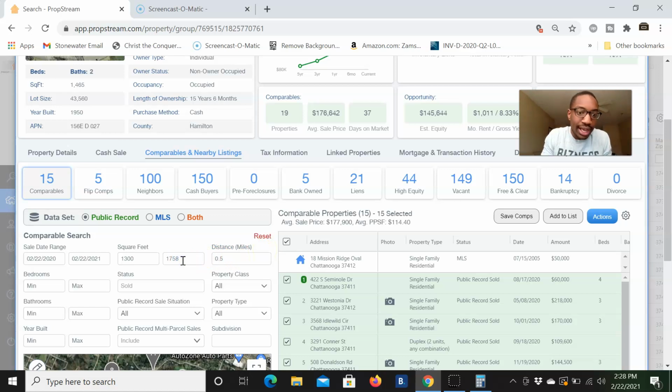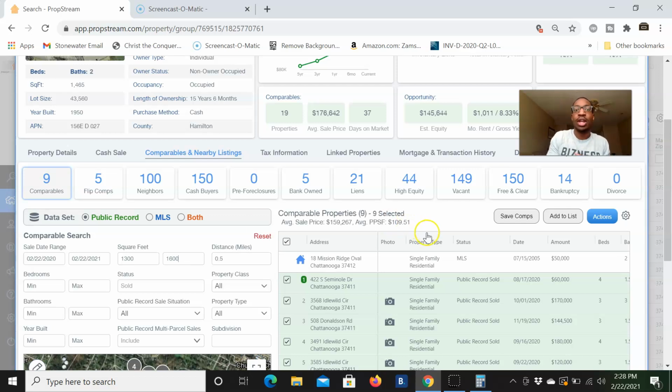And you can bring this down to, let's say, 1600. Let's see what comes up. Okay, 109. So now it's actually going lower. It's around 159. So I guess the other houses in this field were a little bit larger houses, but this is a really hot area.